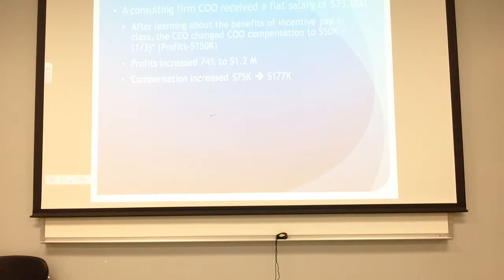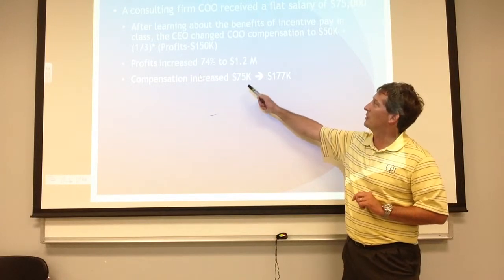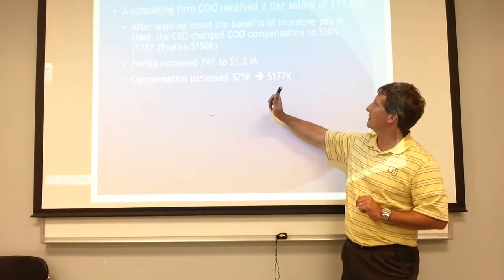So flat salary, $75,000. After learning about the benefits of the incentive pay in class, the CEO changed the COO's, Chief Operating Officer, compensation to $50,000 plus a third of profits. Profits increased 74%. Compensation for that COO went up from $75,000 to $177,000.